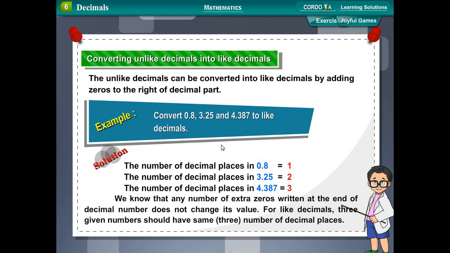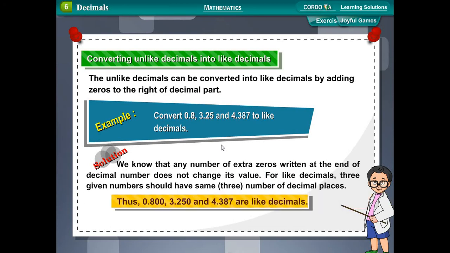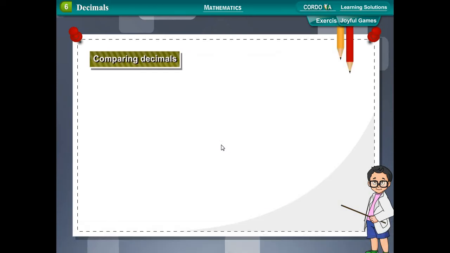We know that any number of extra zeros written at the end of a decimal number does not change its value. For like decimals, the 3 given numbers should have the same number of decimal places. Thus, 0.800, 3.250 and 4.387 are like decimals.